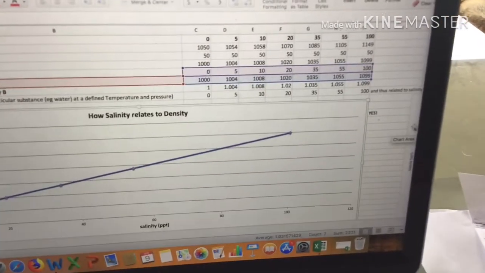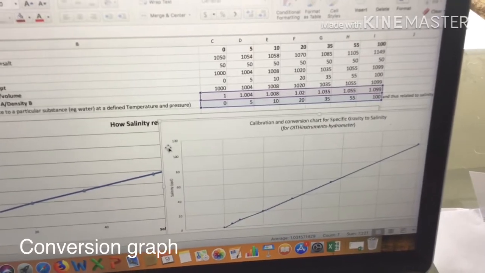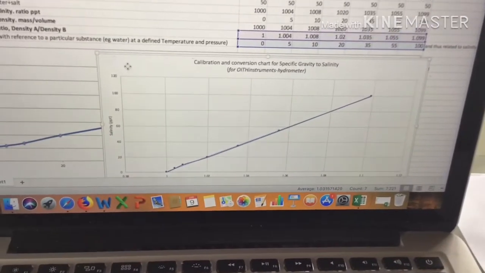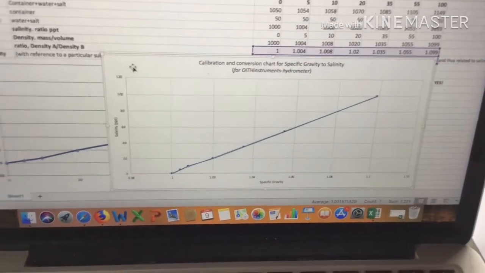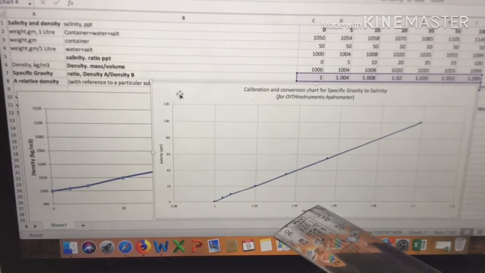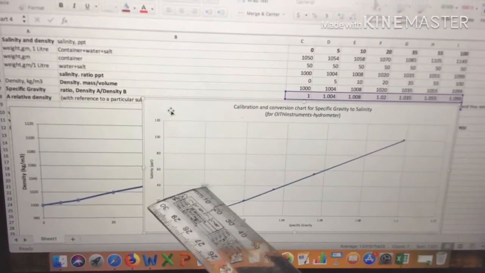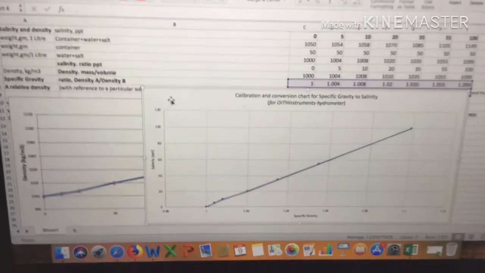Another way to do it, if you do have a laptop, is actually to make a graph with the conversion, the relationship between salinity and our specific gravity. We can use this graph to interpolate. So we can take from the x-axis our specific gravity measure, come up to the graph, and then across to the y-axis we can read off the salinity.